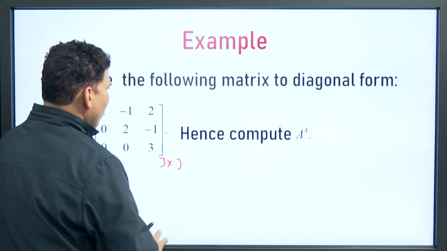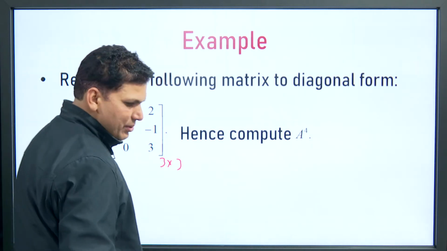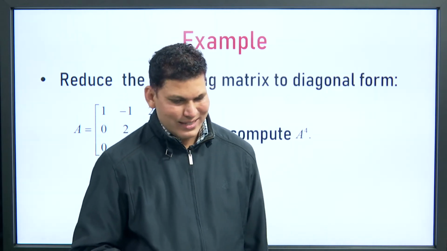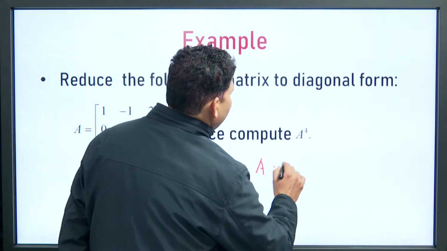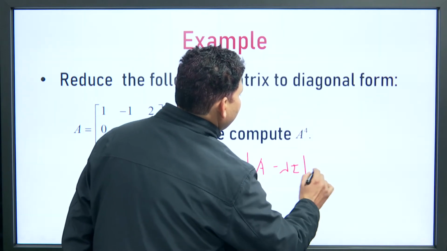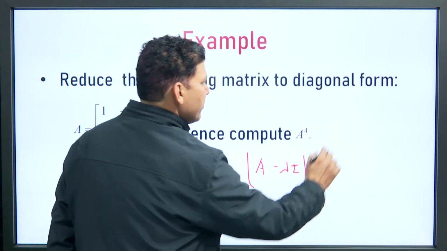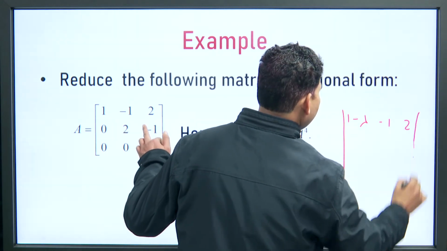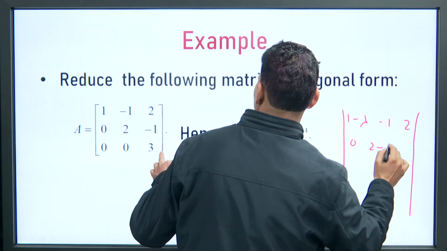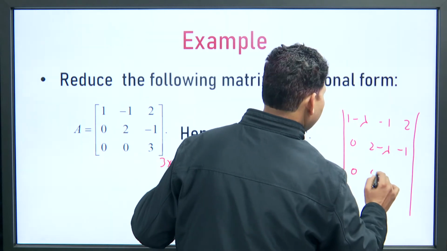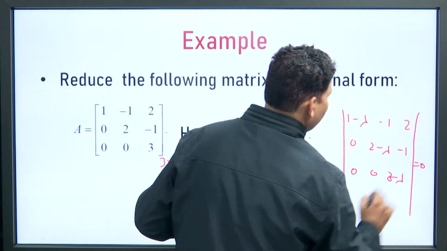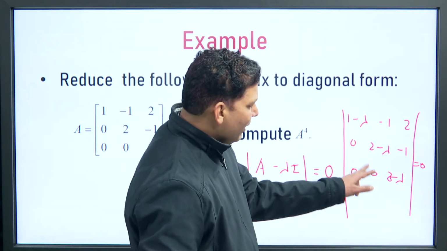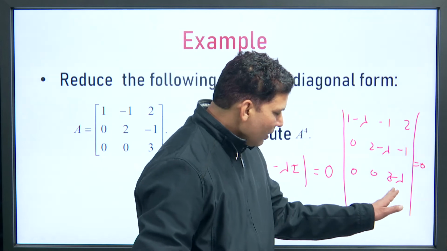Now, what are its eigenvalues? In the first step we write the characteristic equation, that is, the determinant of A minus lambda I equals 0. This is 1 minus lambda, minus 1, 2; 0, 2 minus lambda, minus 1; 0, 0, 3 minus lambda, equal to 0. Because this is a 3 cross 3 matrix, we get a polynomial of order 3.